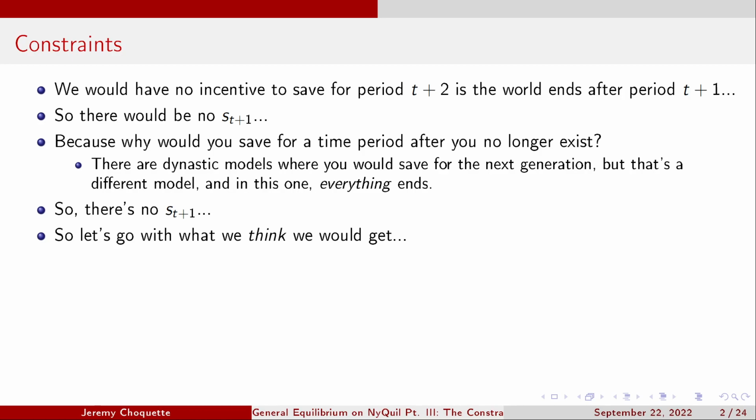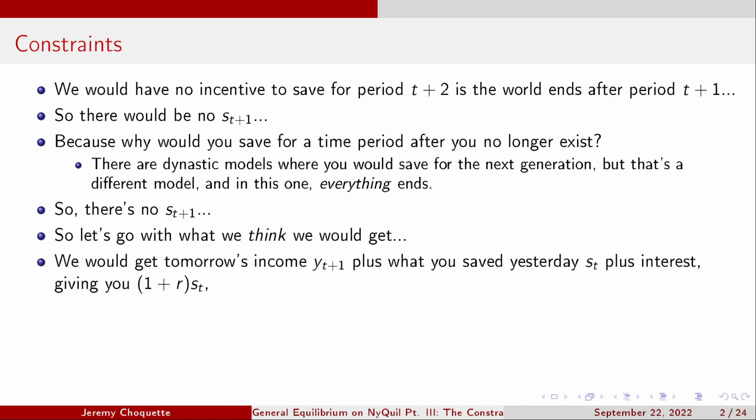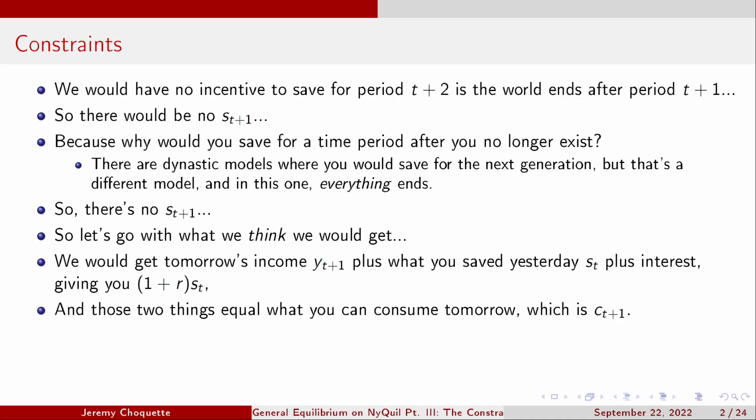Anyways, let's go with what we think we would get. We would get tomorrow's income, y t plus 1, plus what you saved yesterday, which is savings, plus interest, right? The amount that you saved times 1, that's what you're getting back, plus the interest rate times what you saved. So you get 1 plus r times s. These two things, tomorrow's income and what you saved that is paid back to you plus interest, is what you can consume tomorrow.